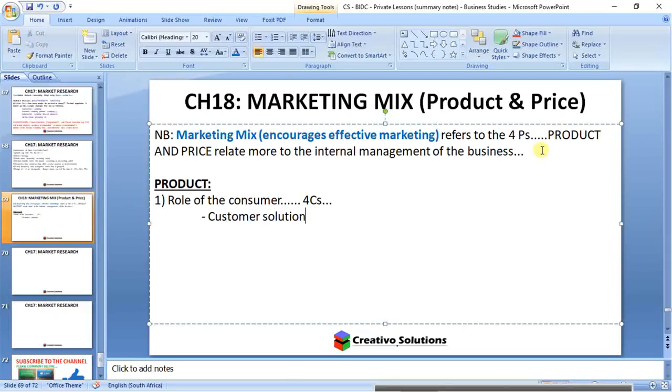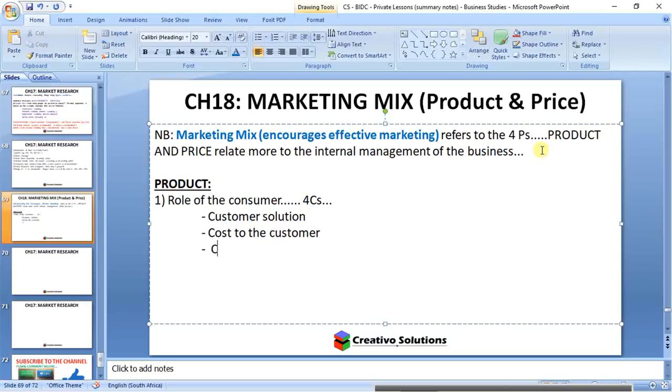So the only way we're going to get a product that's going to sell is if there's some form of solution. Does it solve the problem? Does it help the customer? The next is cost to the customer. How much does it cost the customer? If it's a premium brand, it'll have a premium price. If it's a basic everyday product, a necessity, it will probably have a slightly lower price. So again, it depends on cost. How much are consumers going to have to pay for those items?